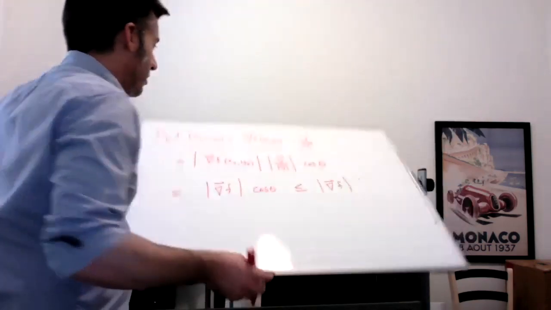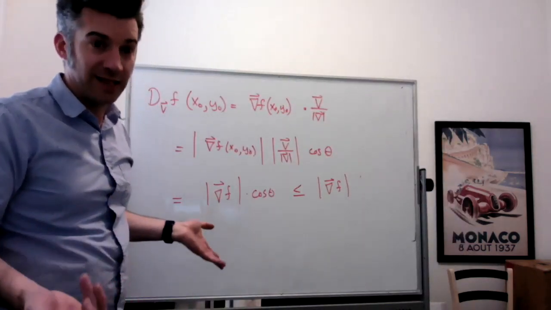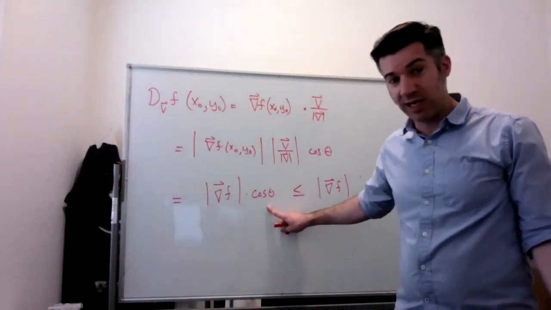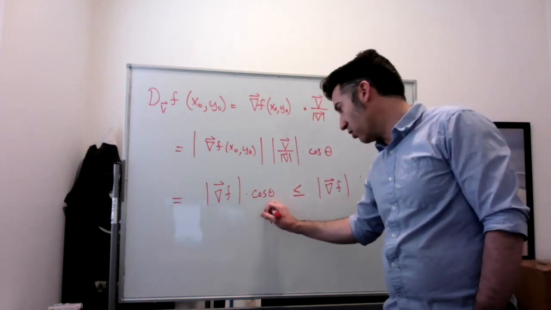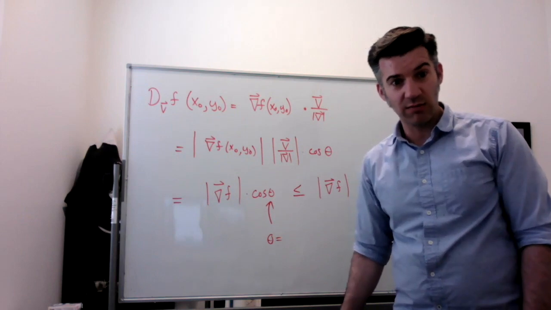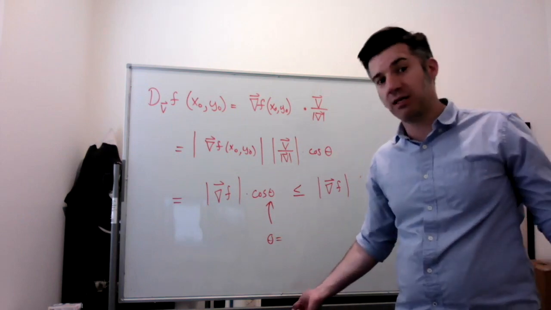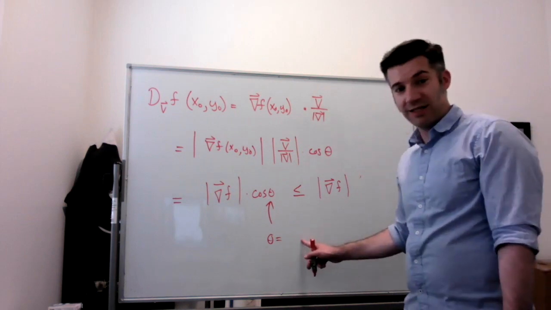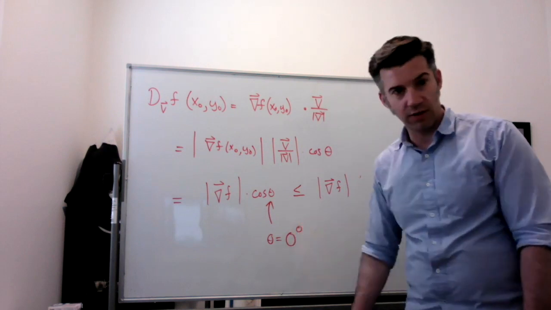Okay. The other question we want to answer is, what direction is this in? Well, for this to be a maximum, cosine theta has to equal 1. And what's the angle when cosine of theta equals 1? Is it 20 degrees? Is it 90 degrees? Is it 180 degrees? It's none of those. The angle is 0 degrees.